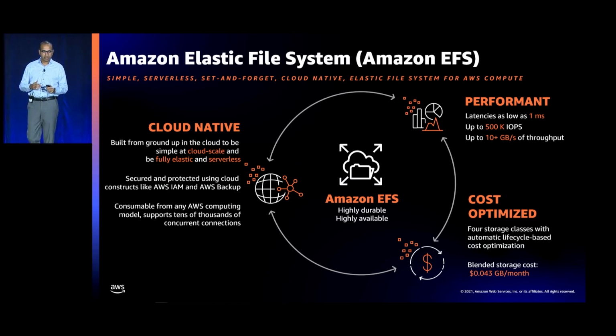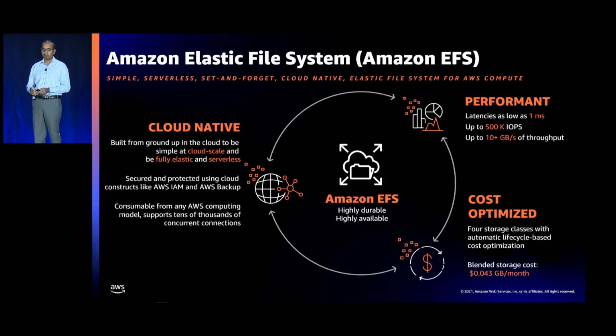We have one-zone storage classes that are priced at 4.3 cents per gigabyte per month on a blended storage cost point of view. This is based on the industry average that 20% of the files are frequently accessed and 80% of the files are infrequently accessed, giving you a blended storage cost of 4.3 cents per gigabyte per month.